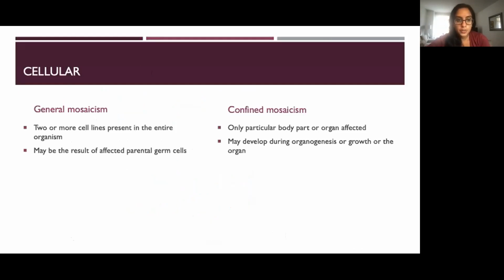There is general mosaicism, so there are 2 or more cell lines present in the entire organism, and this may be the result of affected parental germ cells. Or there can be confined mosaicism, where only a particular body part or organ is affected, and it may develop during organogenesis or during growth of the organ. Phenotypical expression depends on the number of cells affected, and this may happen either during intrauterine life, after birth, or later in life, depending on other factors.